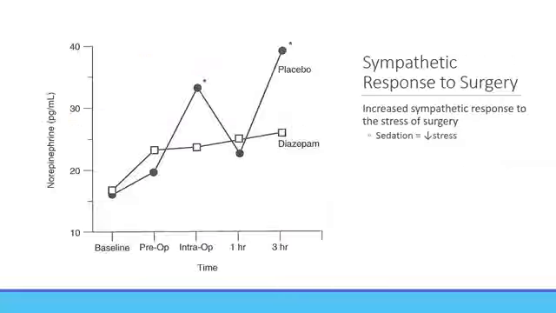This slide really looks at some of the research that's been done to measure the stress response that we have with surgery. And so what we're looking at here is a graph that will illustrate the sympathetic response to surgery that we get. And so you can see with the black circles, that's measuring the norepinephrine levels, which is one of the main sympathetic neurotransmitters that's released, especially in response to stress.